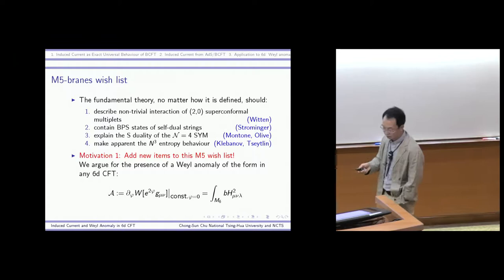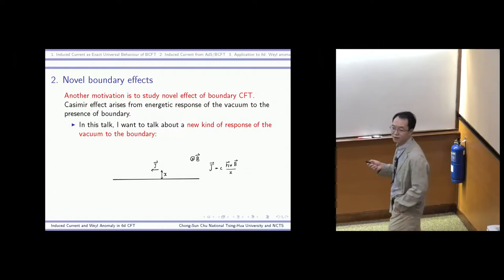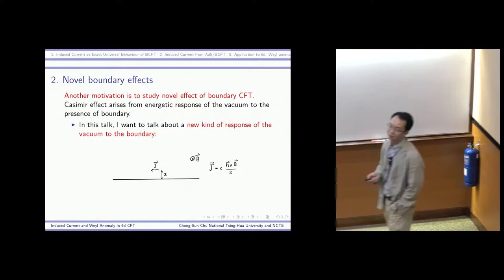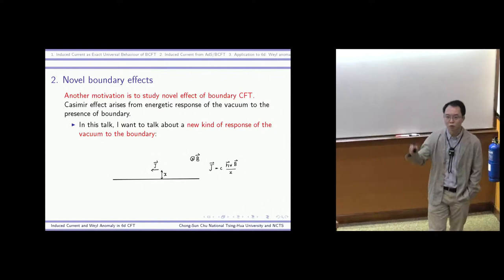This is one motivation. The second motivation I want to talk about is not related to M5 rings. It's just a boundary phenomenon. We know a lot of interesting physics comes from boundaries, even if it's just for vacuum. Vacuum is kind of interesting, but also boring. But if you introduce a boundary, then things become more interesting. For example, the Casimir effect, you can think of it as an energetic response of the vacuum to a mechanical change of the boundary condition. But there can be other things you can use to disturb the boundary system.